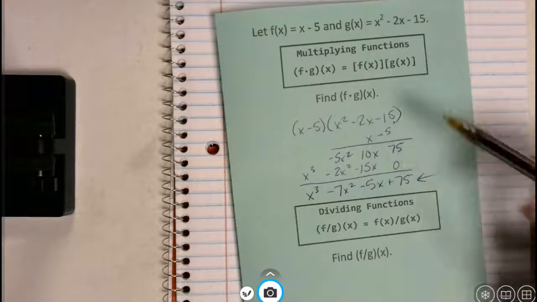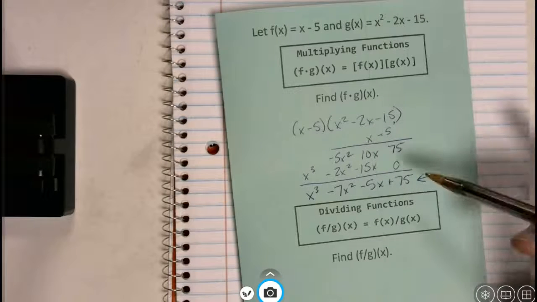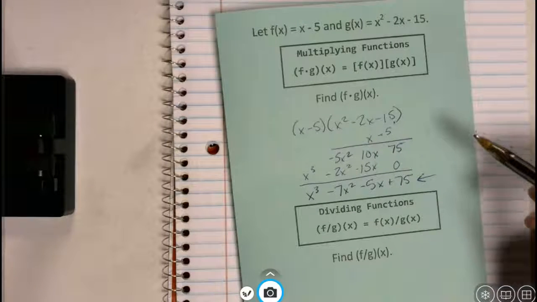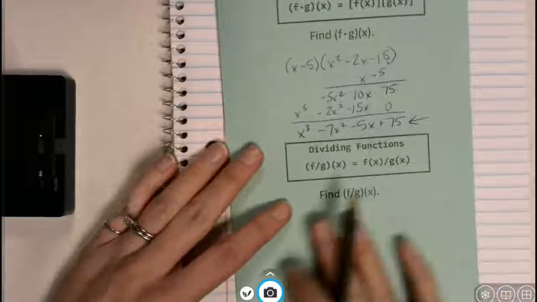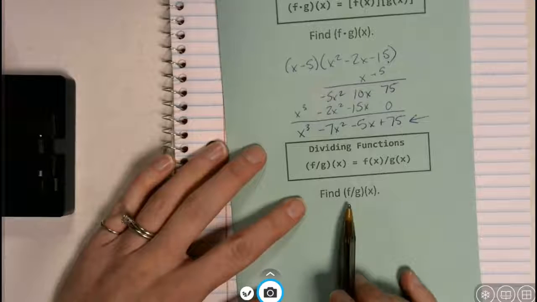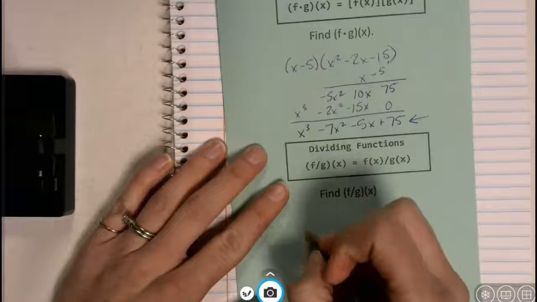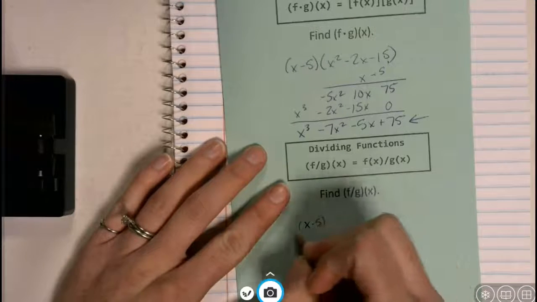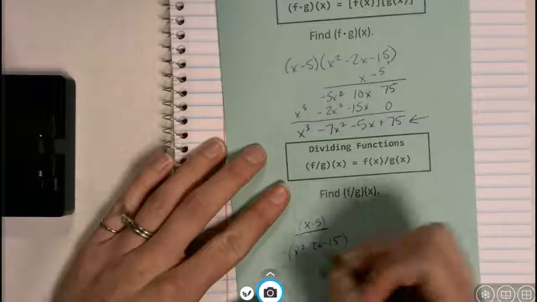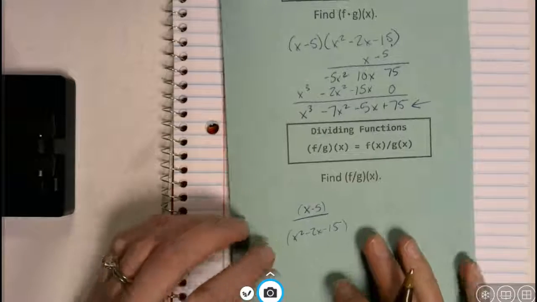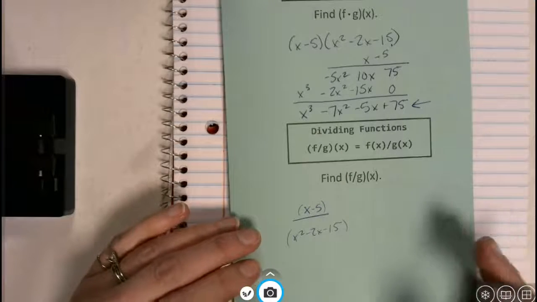Now when you're multiplying, you can use any of the strategies that you've learned about multiplying different polynomials together. It really doesn't matter. So then here, this last one, dividing. So here we're going to be dividing f by g. So my f was x minus 5, divided by x squared minus 2x minus 15. Okay, so this can actually still be simplified. So let's go ahead and look at that.